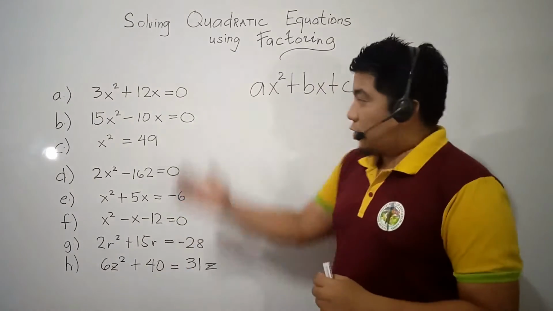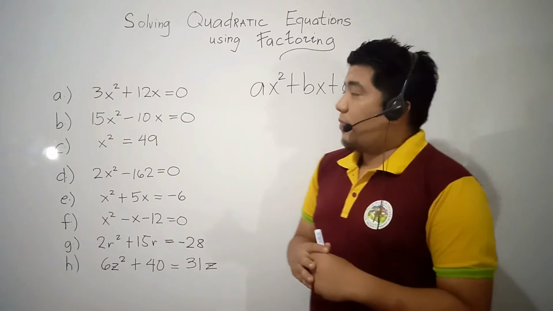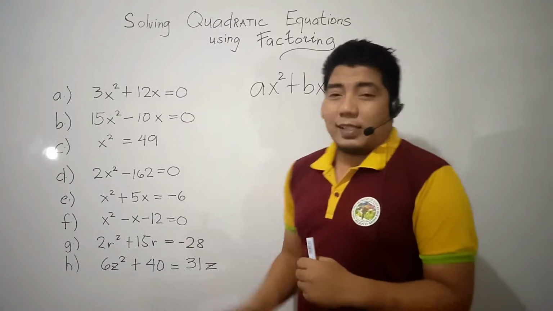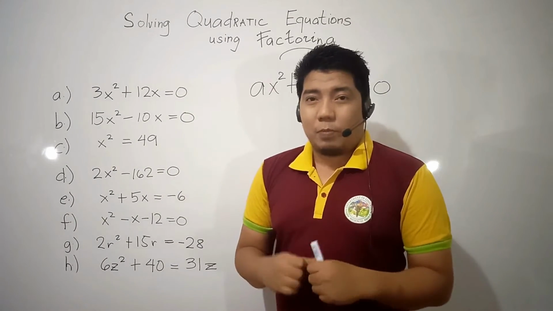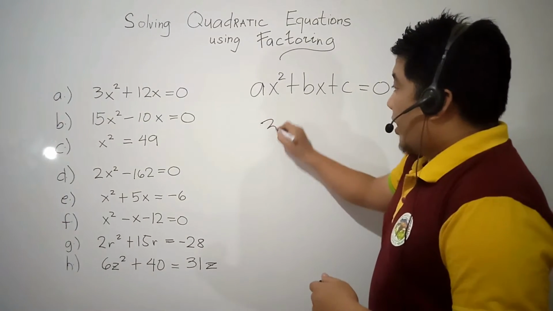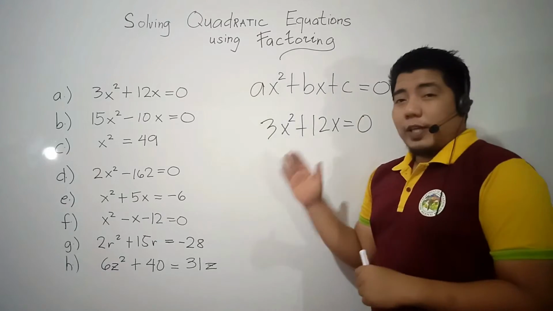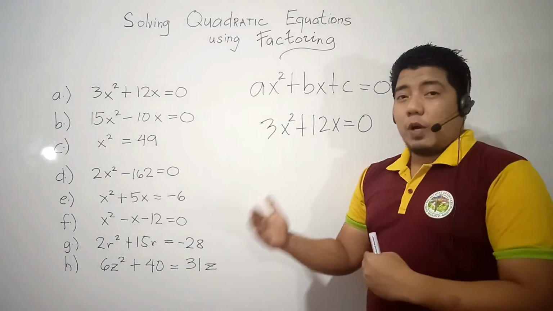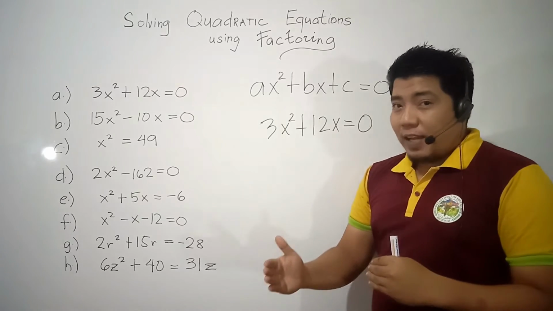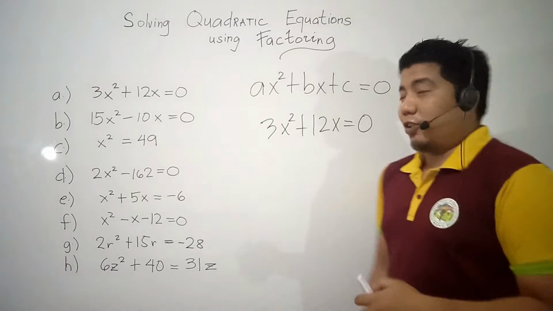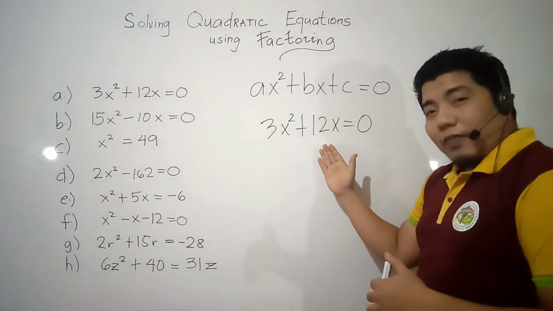So, let us start solving our given quadratic equations. We have here 3x squared plus 12x is equal to 0. This is an example of the first scenario in which we don't have a constant term. Now, how do we solve 3x squared plus 12x is equal to 0? In this kind of example, we're just going to apply what we have learned in factoring polynomials, specifically about common monomial factors. So what is the common monomial factor of 3x squared and 12x?